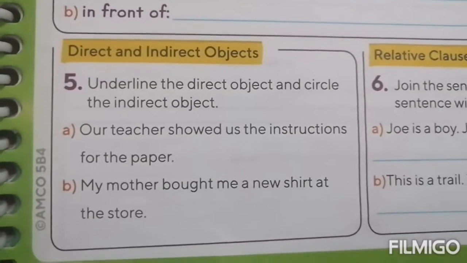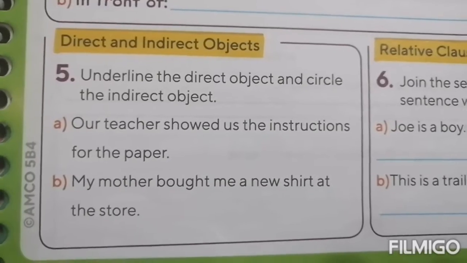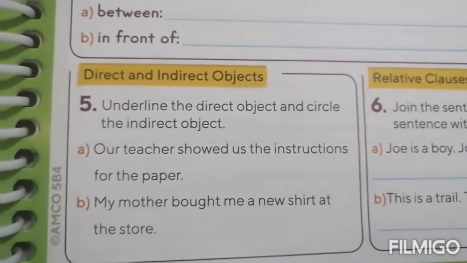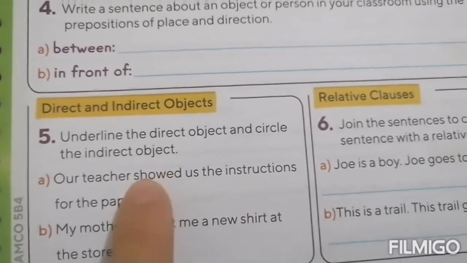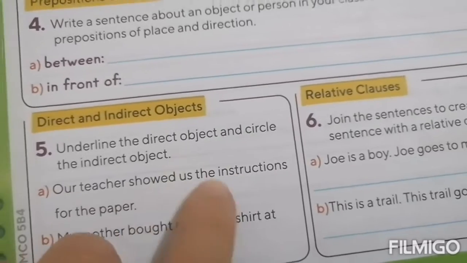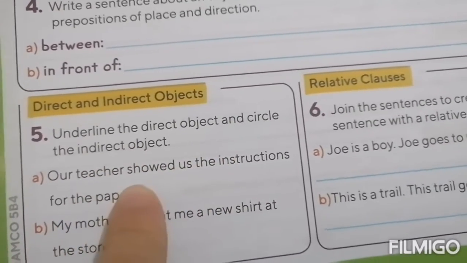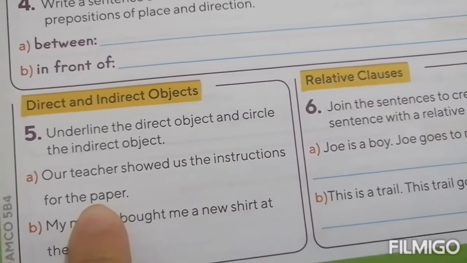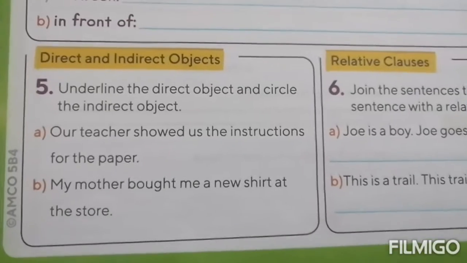So how would you answer this exercise? Our teacher showed us the instructions for the paper. The question that I will ask you, first, analyze where is the verb. So in this case, the verb is show. Show to whom? Us. Us is the indirect object. Showed us what? The instructions for the paper. The instructions for the paper is the direct object. Okay? If you read it again, you are going to understand why.